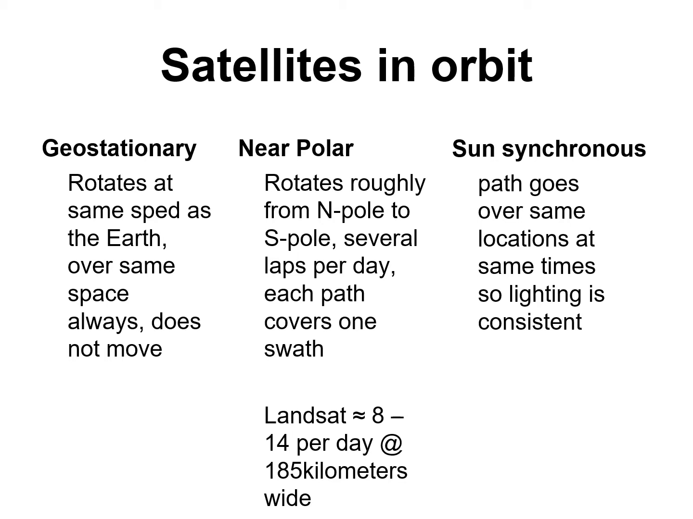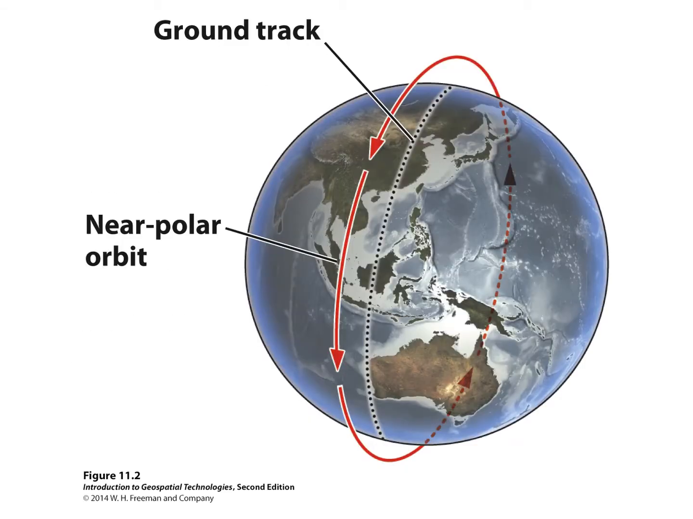One of the more common remote sensing satellites is the Landsat satellites. The Landsat satellites make roughly 8 to 14 near polar rotations per day, and each of these paths is roughly 185 kilometers wide. So when we think about Landsat, it basically does something like this. It's on this near polar orbit, going around the Earth as the Earth's turning. It's measuring and collecting information 185 kilometers wide, and then the Earth turns. When it makes the next pass, it takes another one.